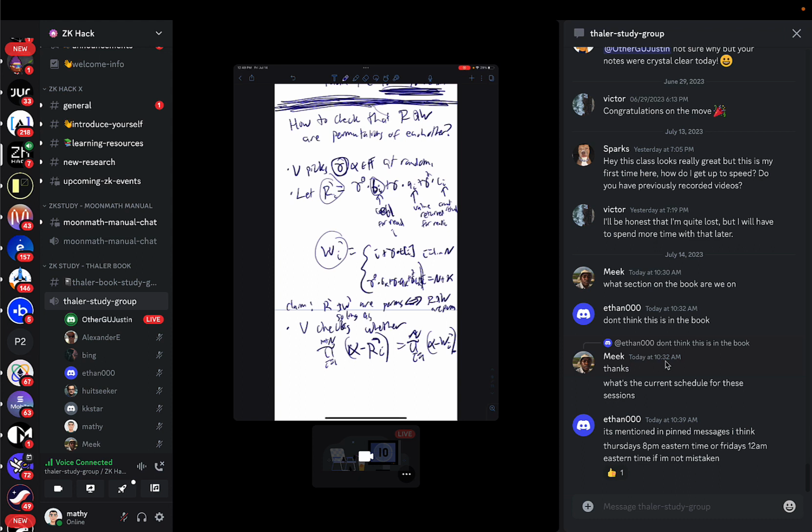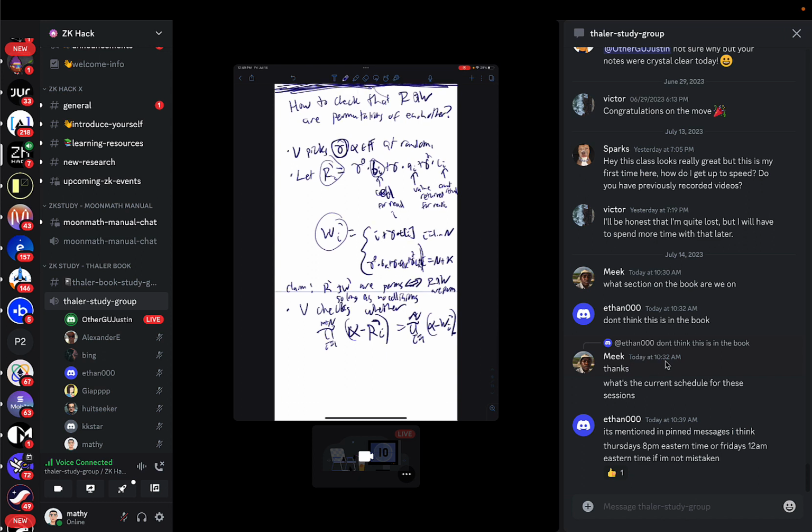So long as, for each of the tuples in R and W, and there are at most n plus n of them in each, you don't get any collision. Let me just say no collisions, and that happens with probability at most something like n plus n squared over field size. So if your field is big enough, it basically will never happen.